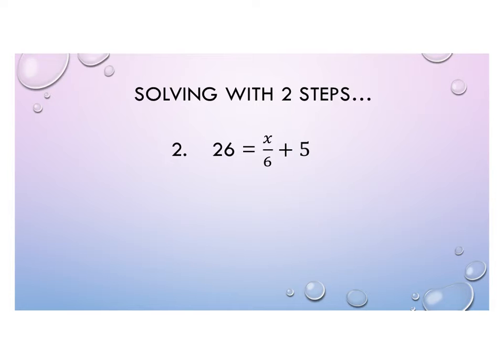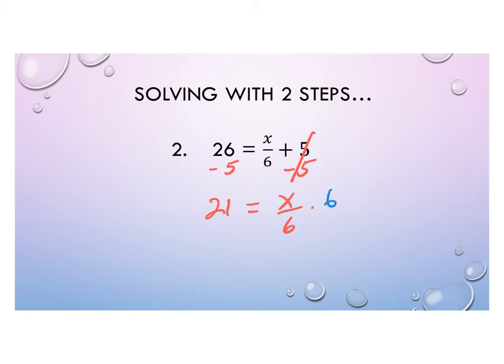This problem looks a little more intimidating because we have a fraction, but you'll see we're going to take the same approach as we did on the last problem. Before we can solve this problem and get x by itself, we need to subtract 5 from both sides. So again, we're going to subtract 5. 26 minus 5 is 21 equals, well, x over 6. Now, x over 6, a fraction, remember, a fraction is division. So if we want to get rid of division, we have to multiply.